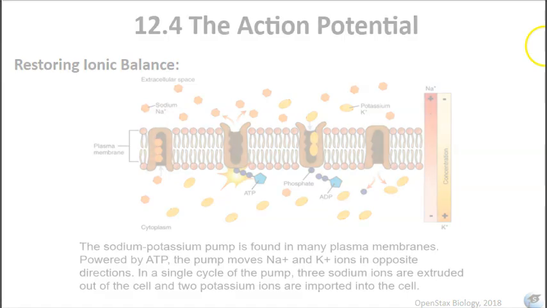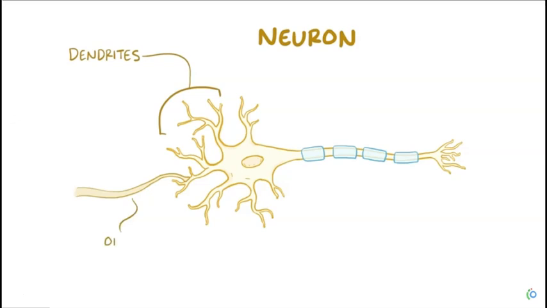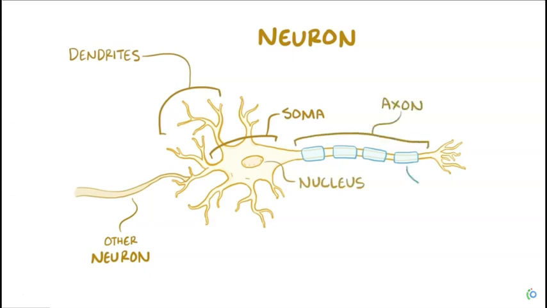hyperpolarization. Neurons are the cells that make up our nervous system, and they're made up of 3 main parts. The dendrite, which are little branches off the neuron that receive signals from other neurons, the soma, or cell body, which has all the neuron's main organelles like the nucleus, and the axon, which is intermittently wrapped in fatty myelin.